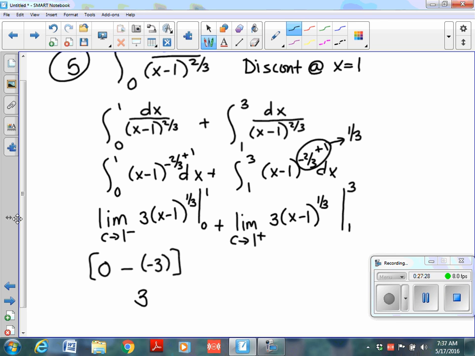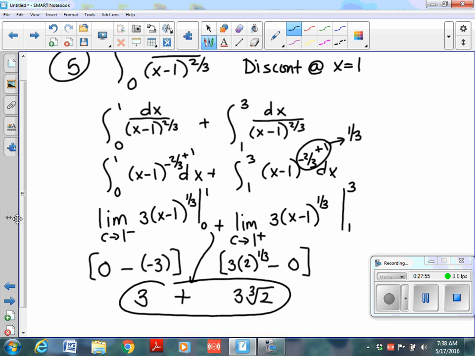Over here, you're going to plug a 3 in there. When you plug a 3 in there, you're going to get 2 raised to the 1/3. And then minus, when you plug a 1 in there, you're just going to get 0. And this is the same thing as 3 times the cube root of 2. So it is converging.